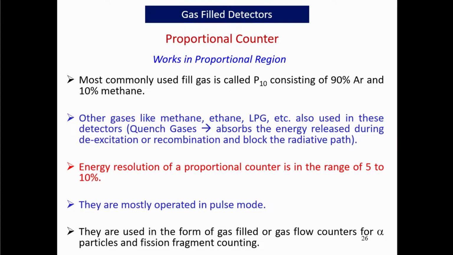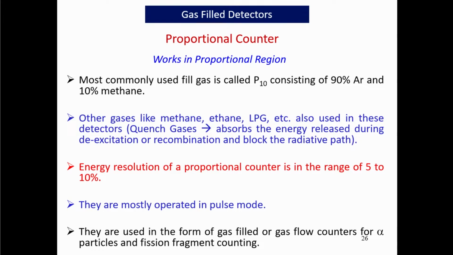The most commonly used fill gas is 90% argon and 10% methane. The methane is a quench gas, used because, as I just mentioned in the last slide, you always have excitation as a parallel mechanism. During the de-excitation there may be some emission of ultraviolet radiation, which may cause further ionization. So you want to quench that excitation; you do not want radiative de-excitation.